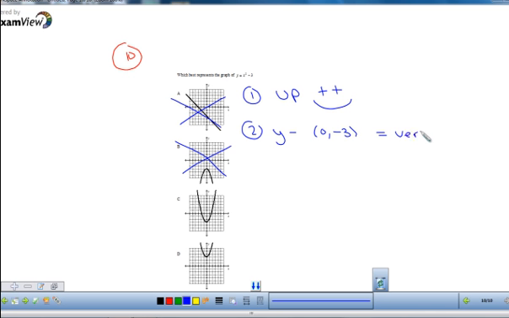Okay, so which graph represents y equals x cubed minus 3? So once again, it's going to go up because my leading coefficient is positive. So I know the answer can't be A or B. Because there's no middle term, my y-intercept, which is 0, -3, is also equal to the vertex. So C is my answer because my vertex is at 0, -3.